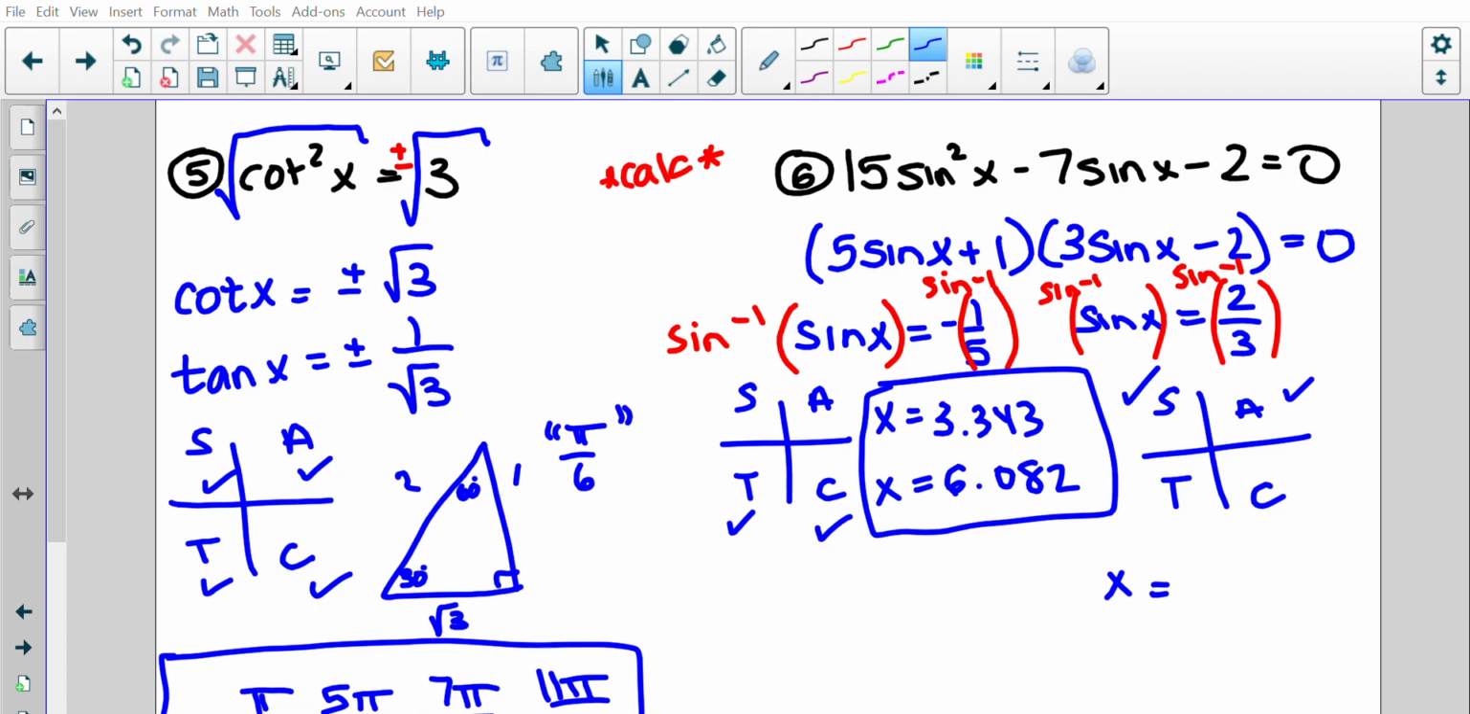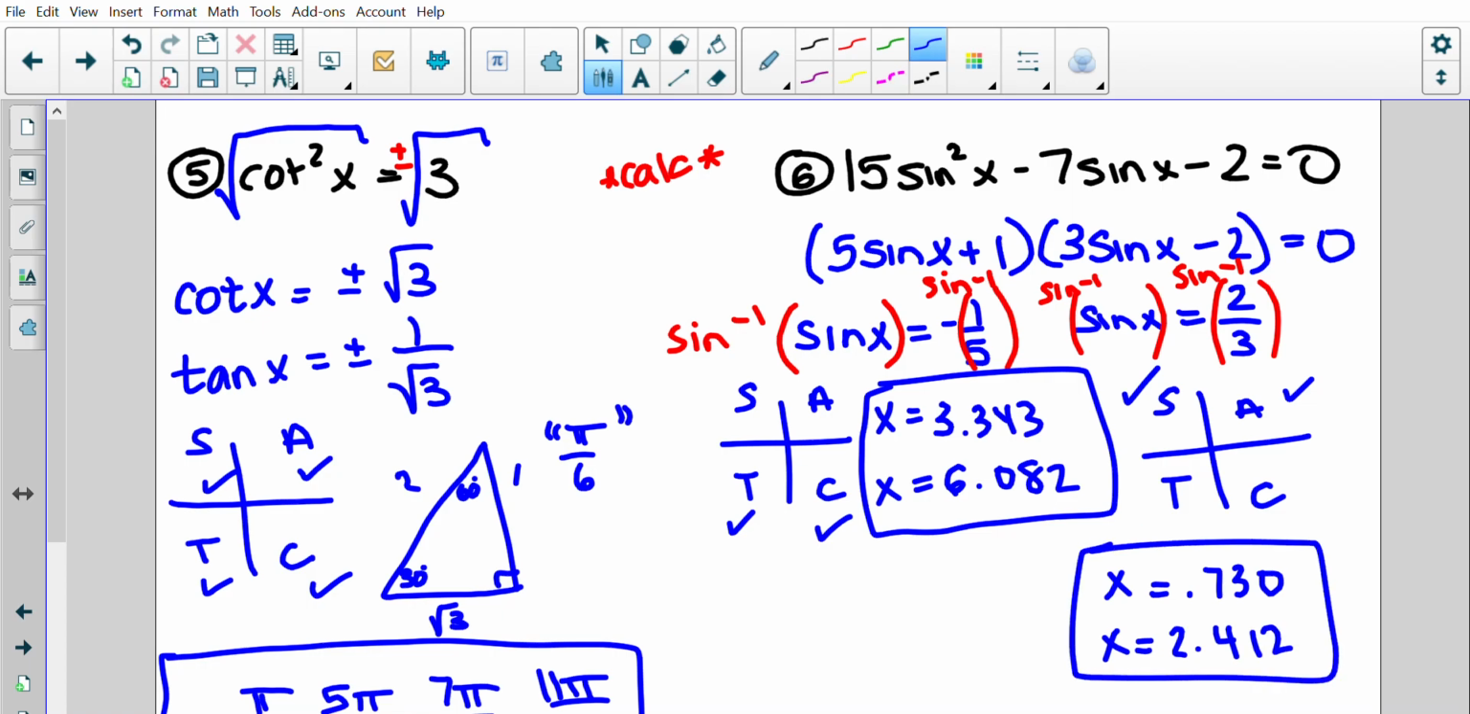So again, going back to our notes, we would get x is 0.730 and x is 2.412. And all 4 of those answers would be answers for something like number 6.